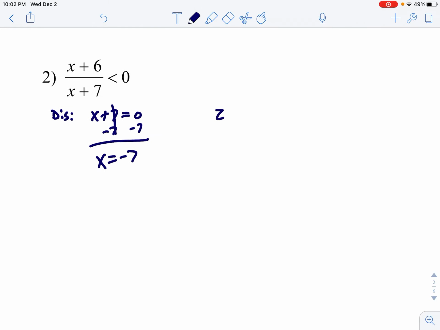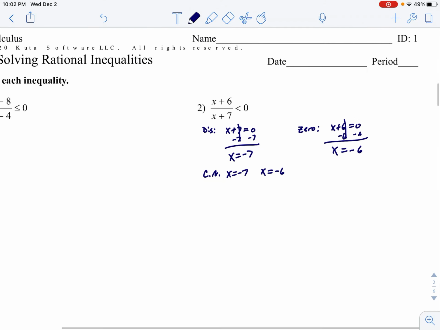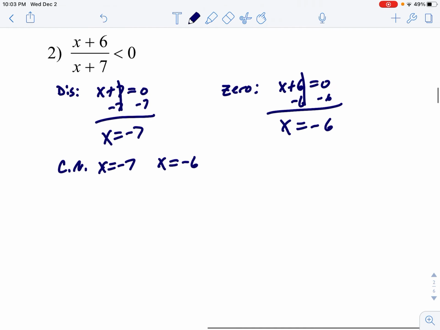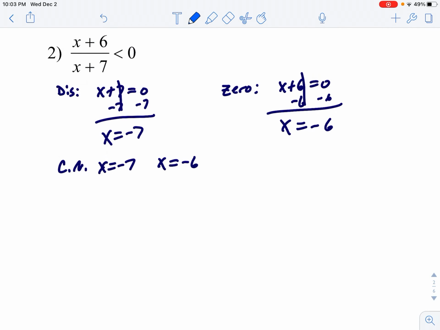Now, the zeros, or 0, you find by setting the numerator equal to 0. Solve that. So we have two critical numbers. Our critical numbers are x equals negative 7, x equals negative 6. You with me so far? I hope so. Now, we are going to take this and make a number line diagram. So let me pick a different color for my number line. How about light blue?